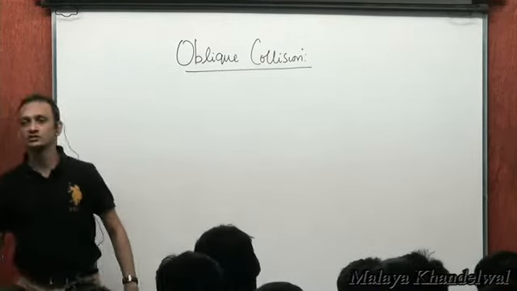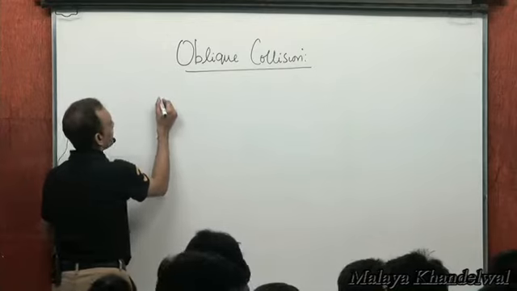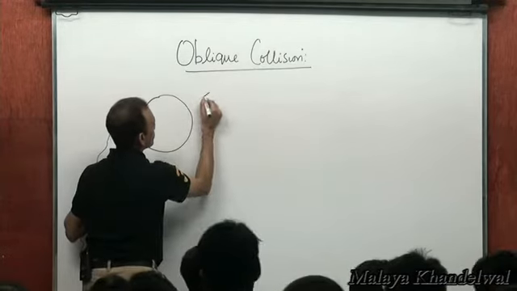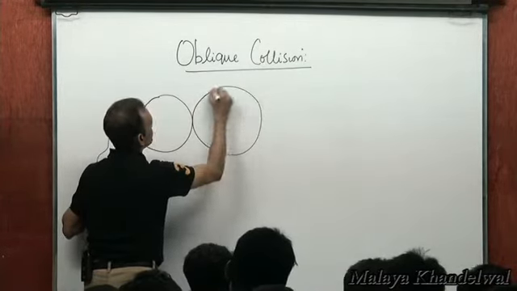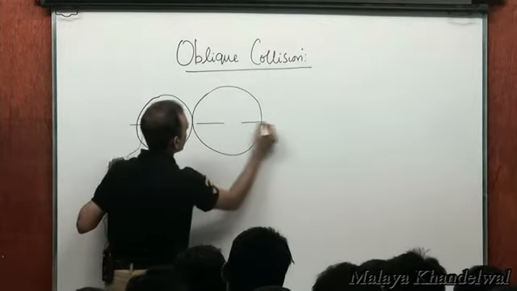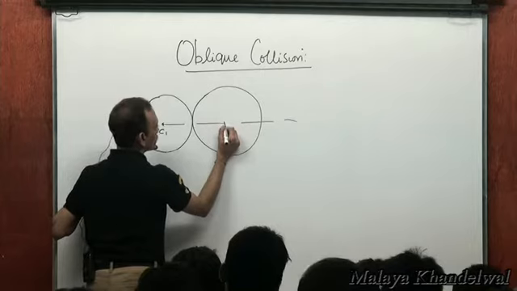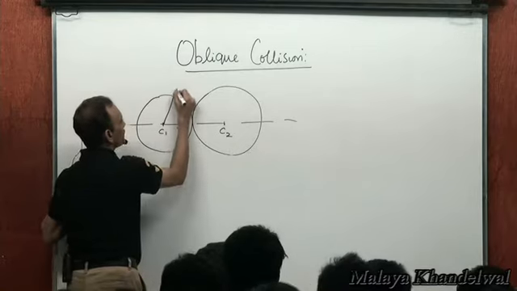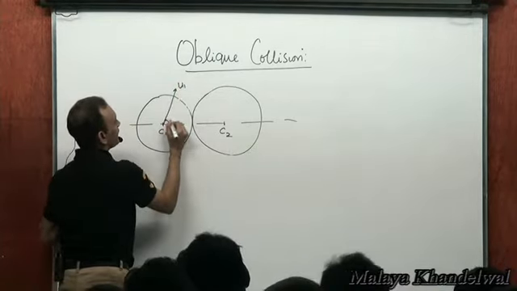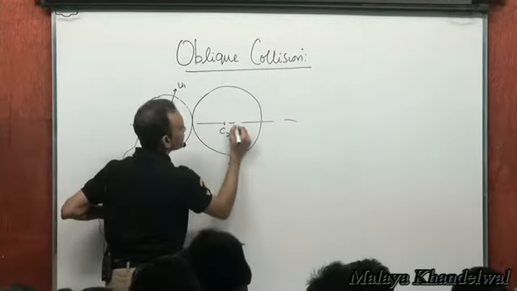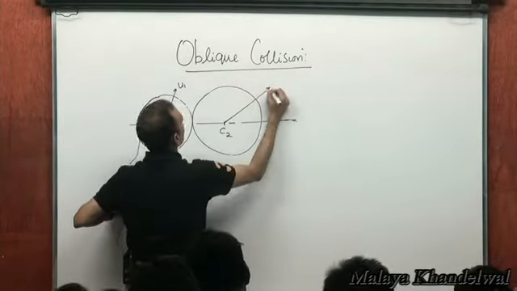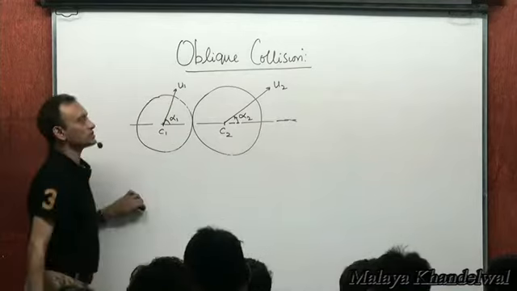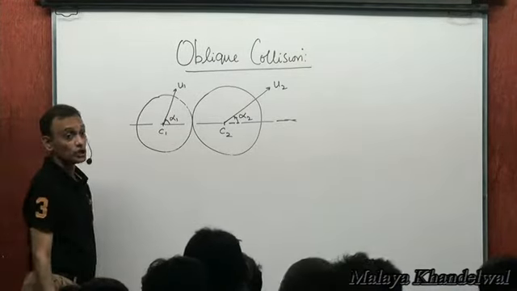So in a very general sense, these were the two colliding units, and this was the line joining their centers, and this one had a velocity, say u1, making an angle alpha 1 with the line joining the two centers, and this one had a velocity u2 making an angle alpha 2 with the line joining the two centers. These were the velocities of the two colliding units just before collision.